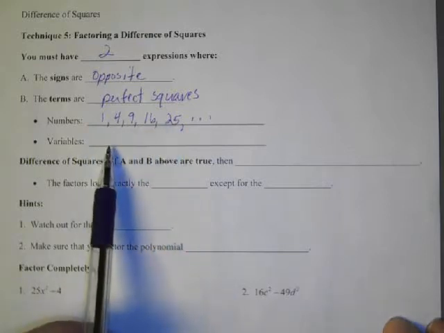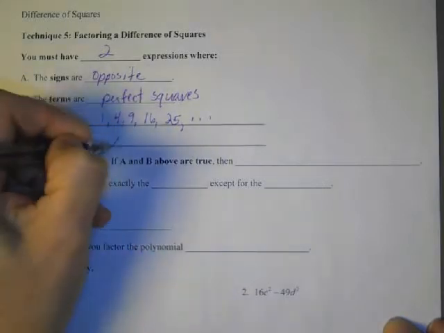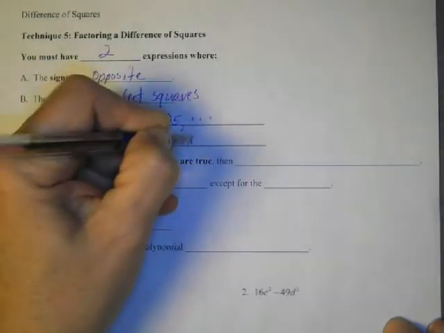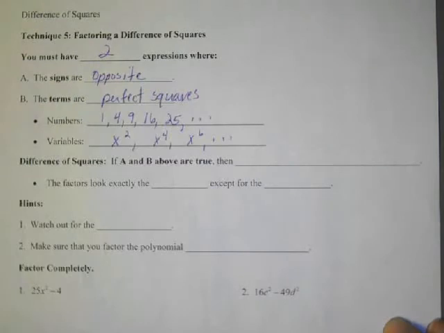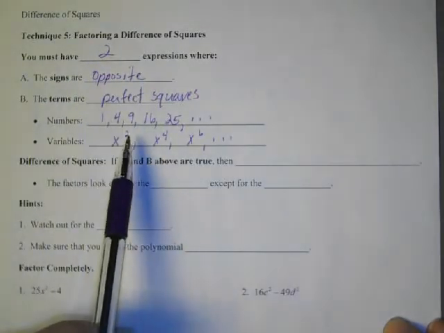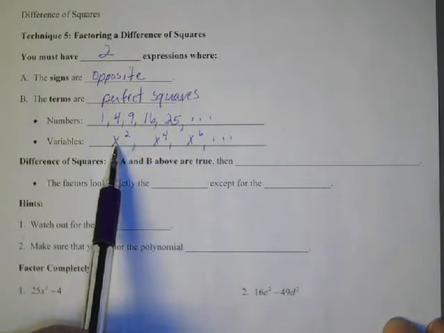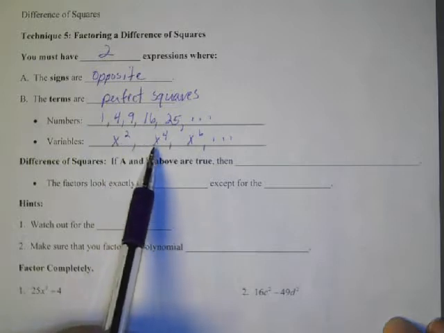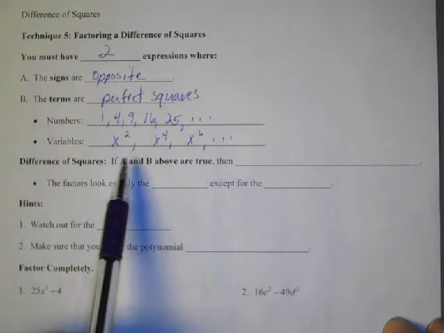Now, variables to be perfect squares have to have powers that are even. X squared, x to the fourth, x to the sixth, and so on. Even powers are divisible by 2 and equally split into the same expression twice. X times x is x squared. X squared times x squared is x to the fourth.